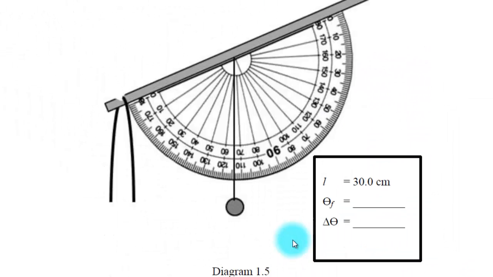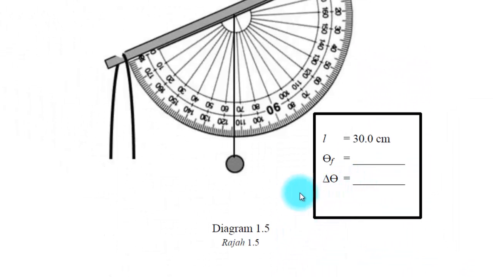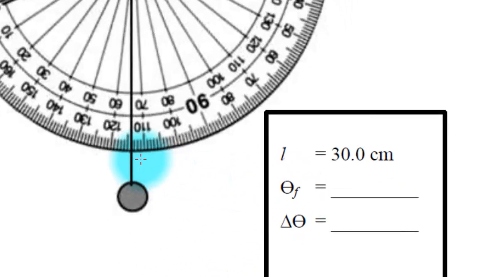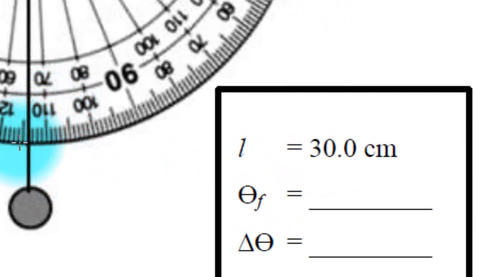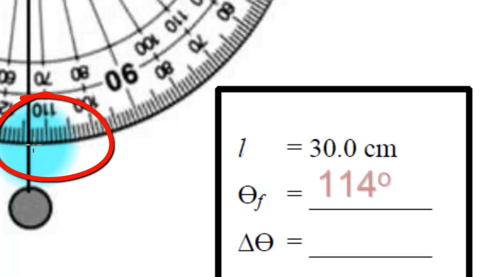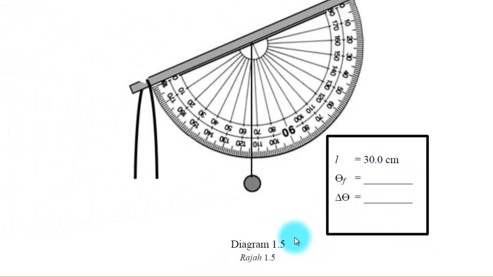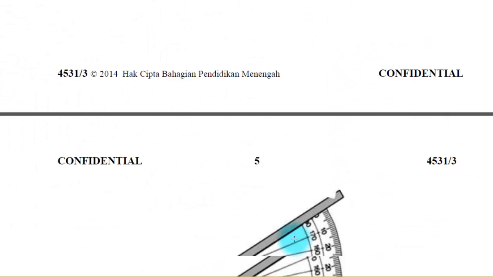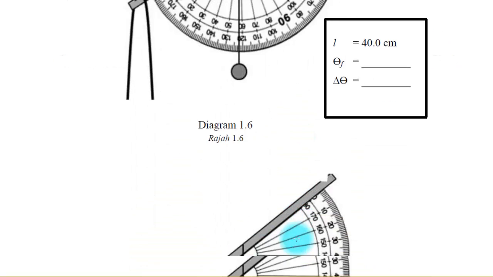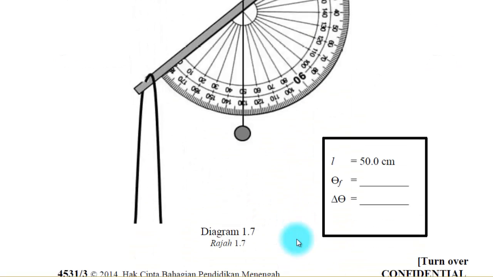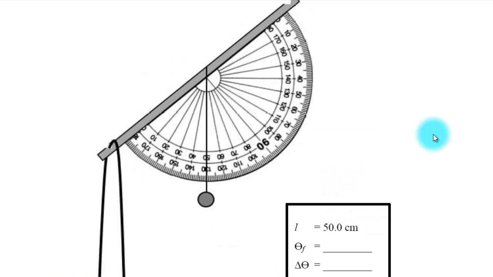Okay, now look at 1.5. Your theta F is 114. You can see, right? 114. So write down 114 degree. And then 114 degree minus 90, press your calculator. So the answer should be 24. So write down here 24 degree. Okay, so you do the same thing for diagram 1.6 and diagram 1.7, and write your data here.